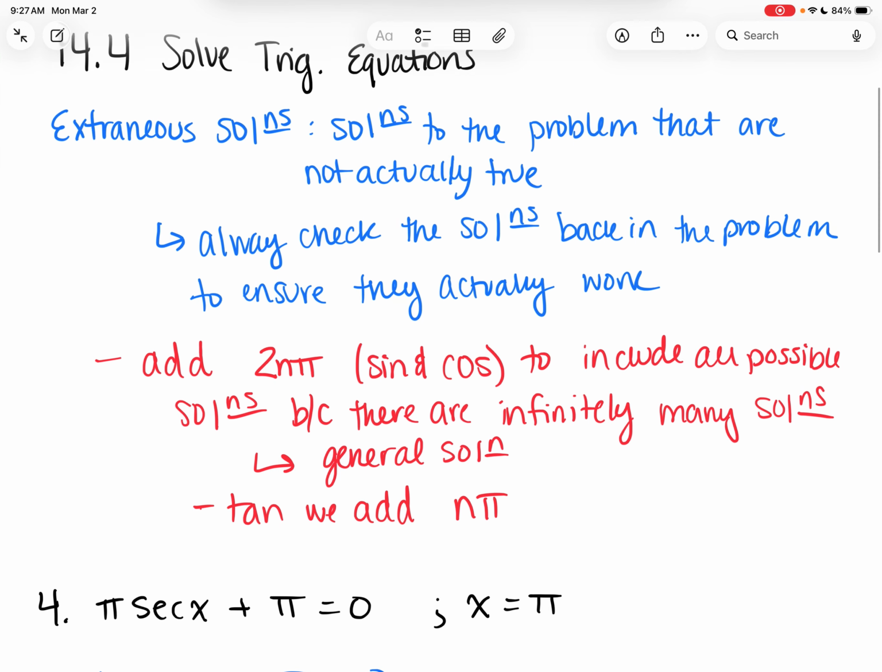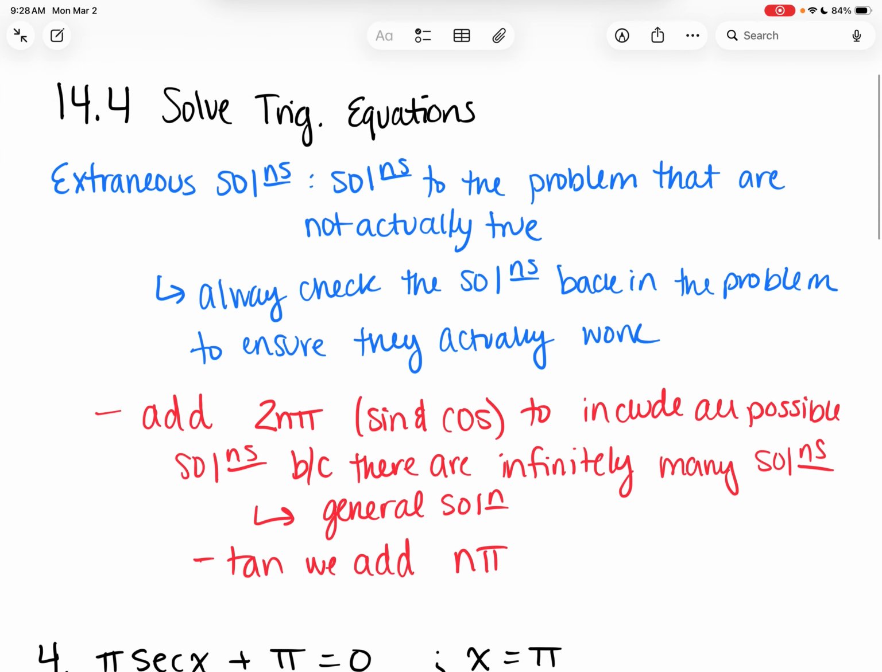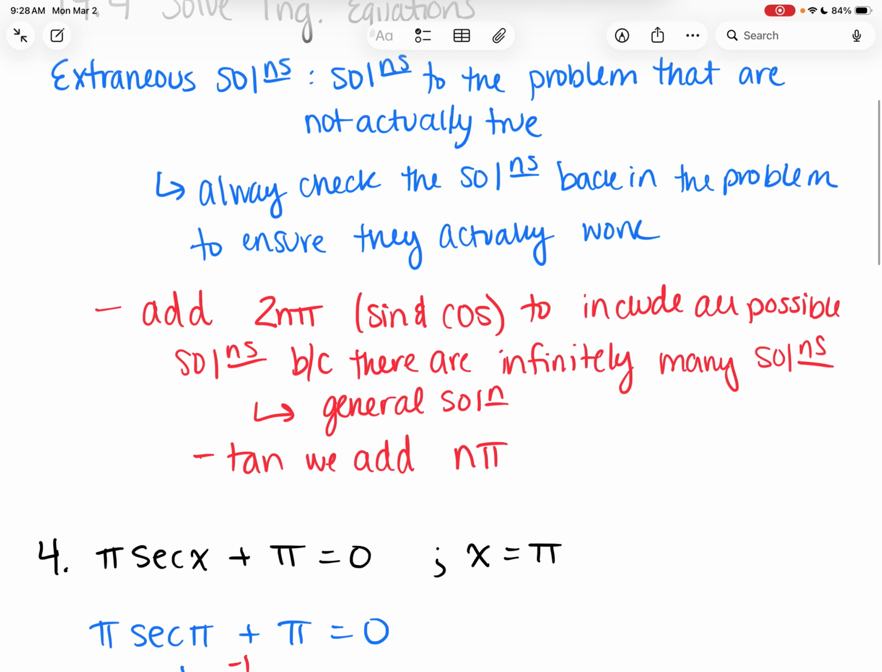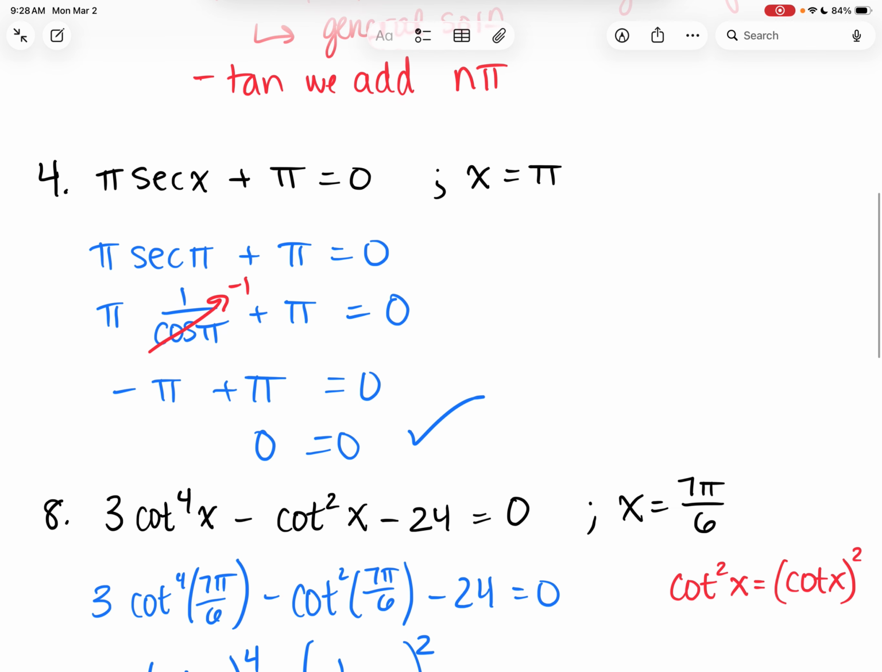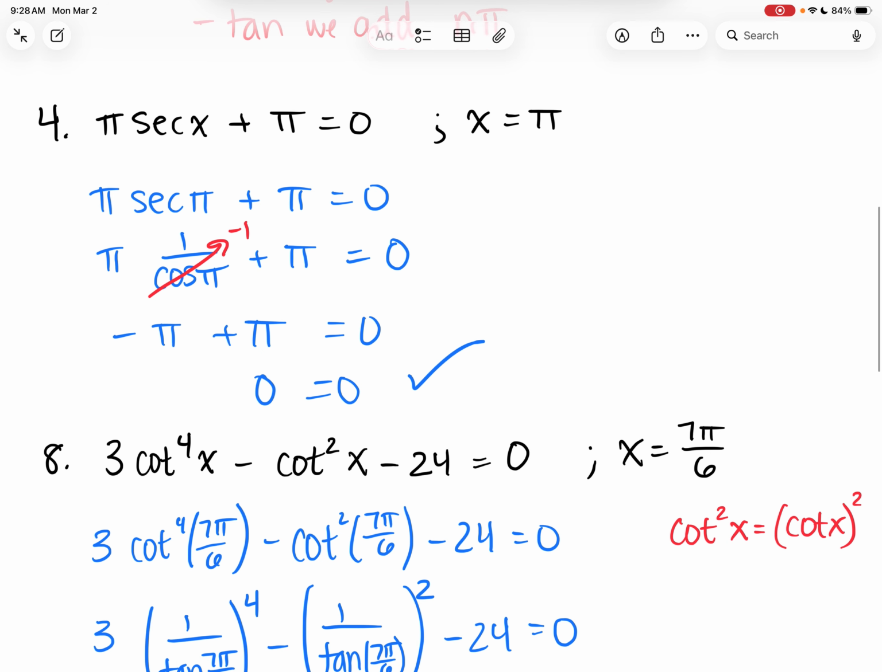Okay. So the other day, just to recap, we were starting to solve trig equations. The first thing that we did was verify that the value they gave us for x was a solution. And that's pretty much where we stopped. I forgot that we hadn't finished the section.